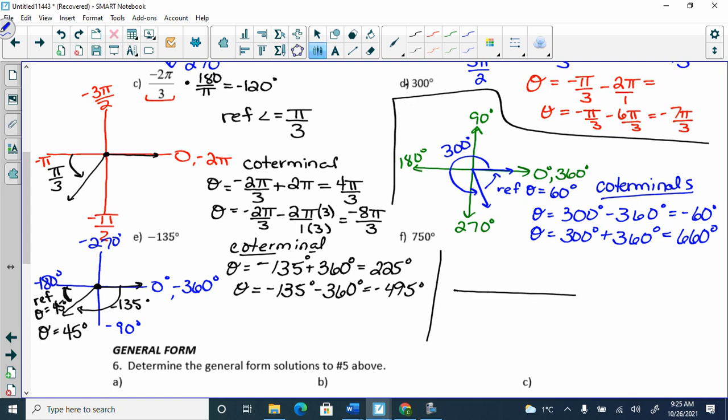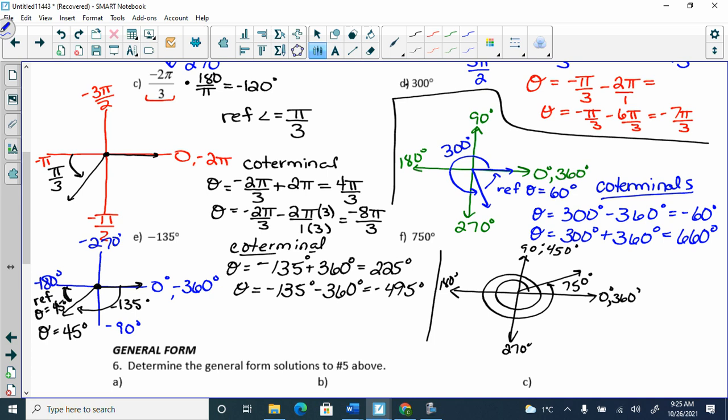And then 750, we would literally have to go 0, 90, 180, 270, 360, and if you could, you could keep going, 450, and keep labeling, 360, 720, 750. So what's my reference angle? 30, just from here to here.